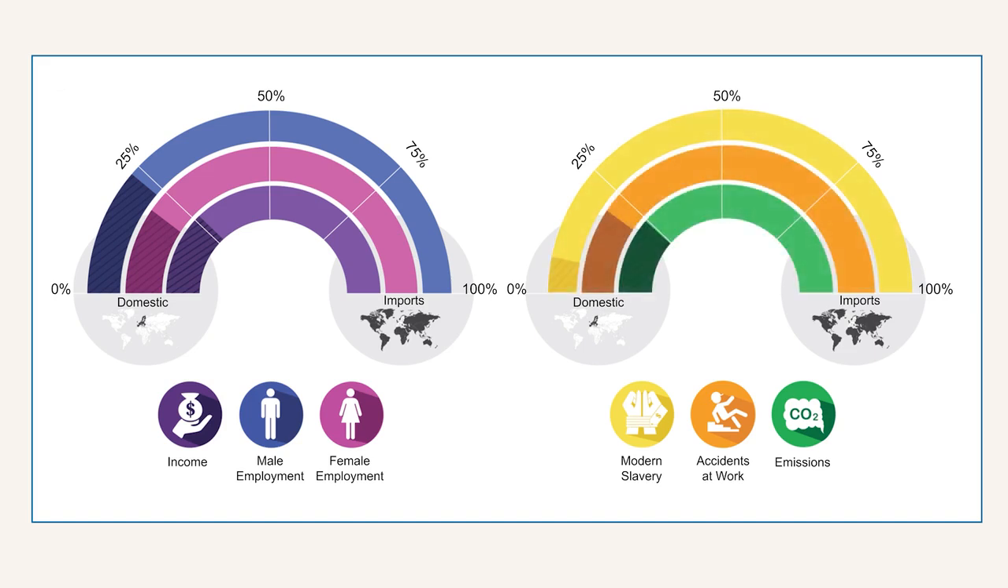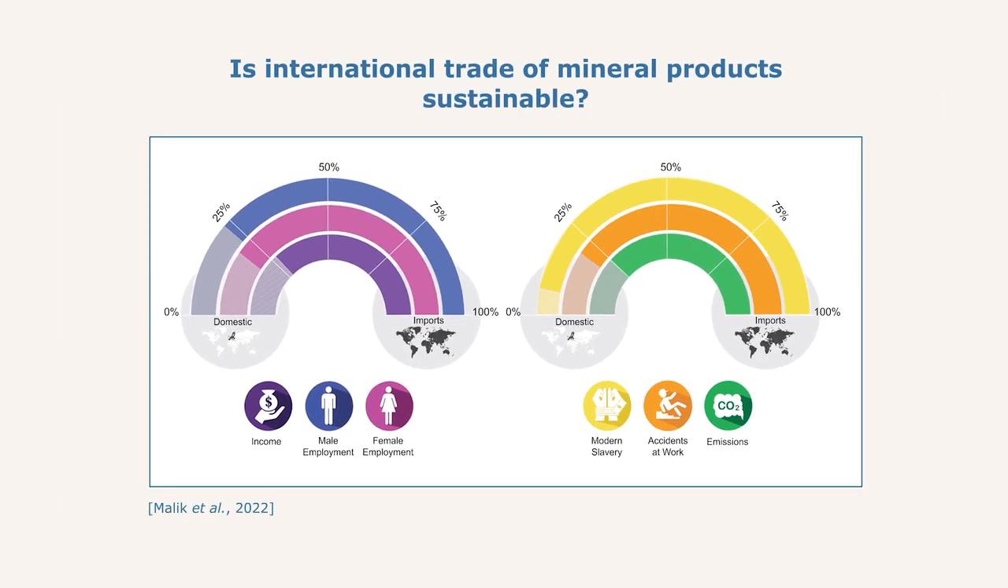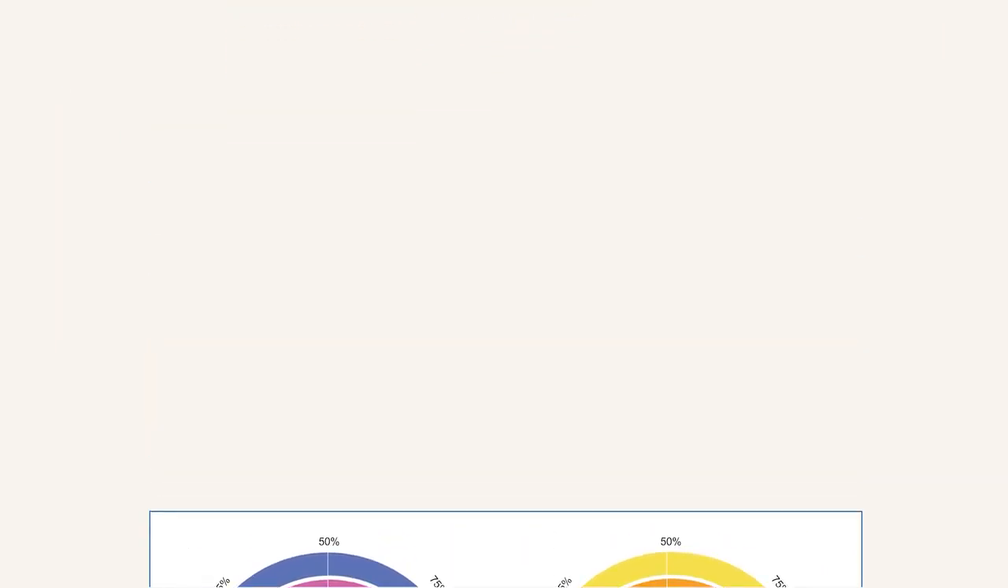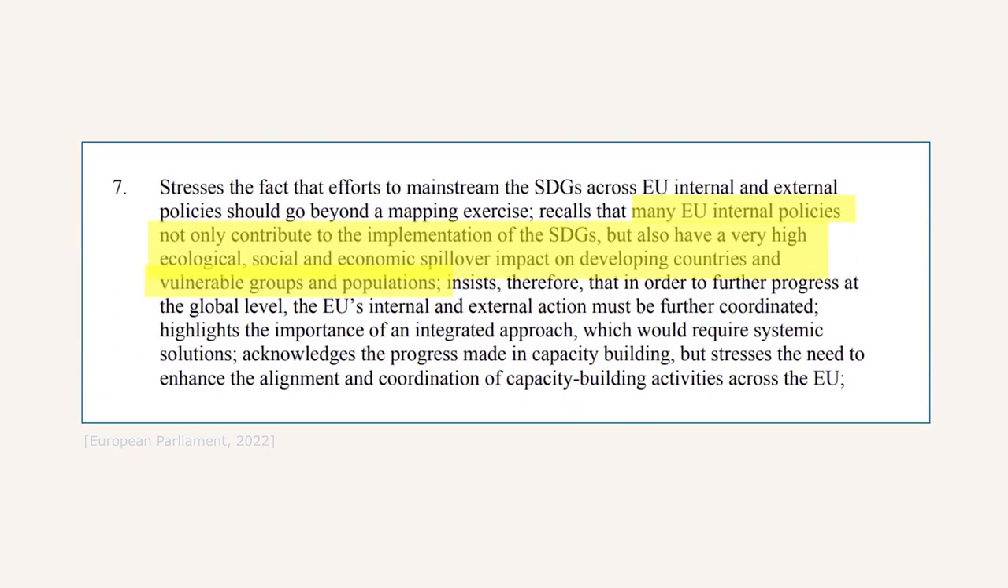And across all of these indicators, impacts embodied in imports into the EU are higher than any impacts associated with supply chains that originate within the EU. This highlights the significance of spillovers embodied in international trade and reinforces the EU Parliament's concerns that any policies that promote the delivery of the SDGs within Europe cannot ignore the very high ecological, social, and economic spillover impacts on developing countries and vulnerable groups and populations.